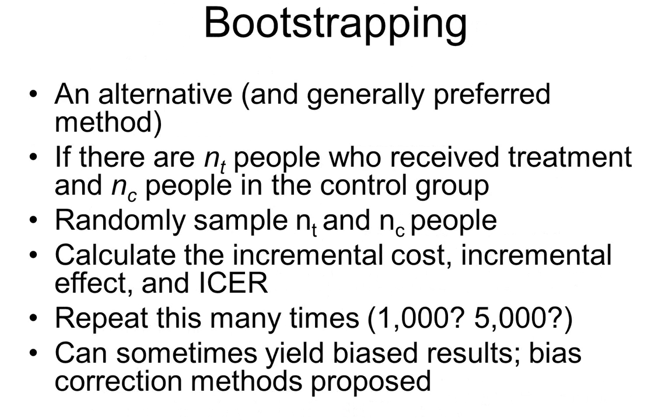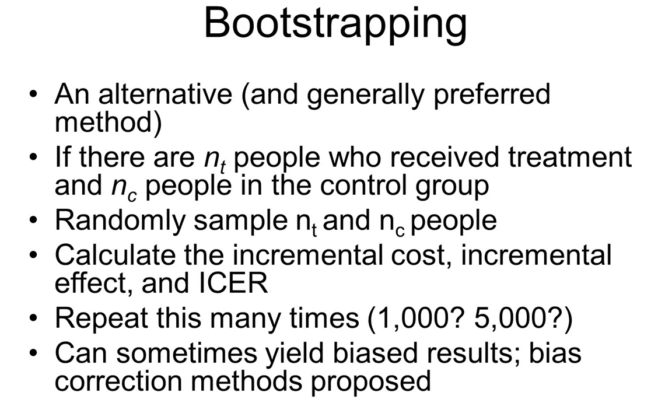Another way to estimate the uncertainty around the intervals is to use bootstrapping. And generally, bootstrapping is preferred over the other methods. In brief, if there are NT people who receive the treatment and NC people in the control group, we randomly sample NT and NC people. We calculate the incremental cost, the incremental effect, and the incremental cost effectiveness ratio. And we repeat this many times. How many is many? Some people say 1,000, some people say 5,000. It really depends on how many replications it takes to get stable estimates.